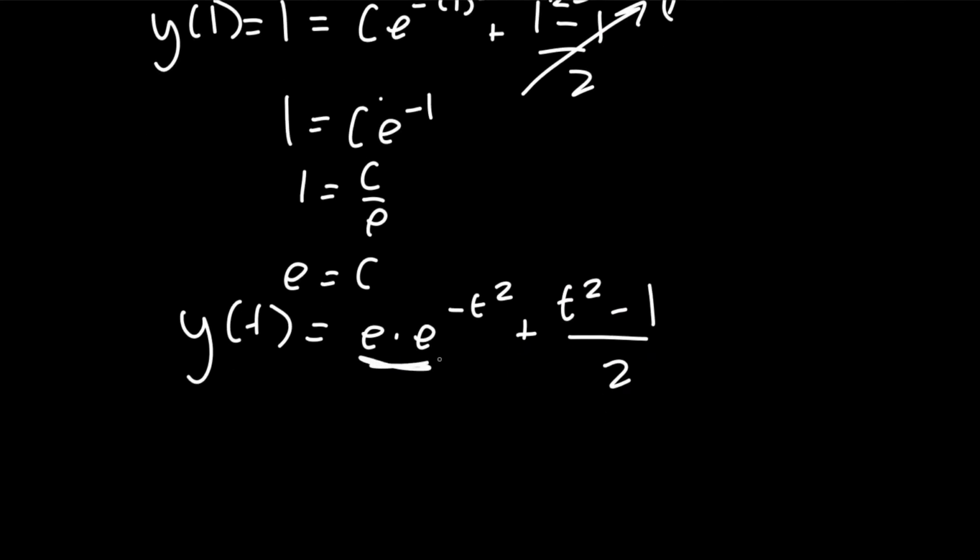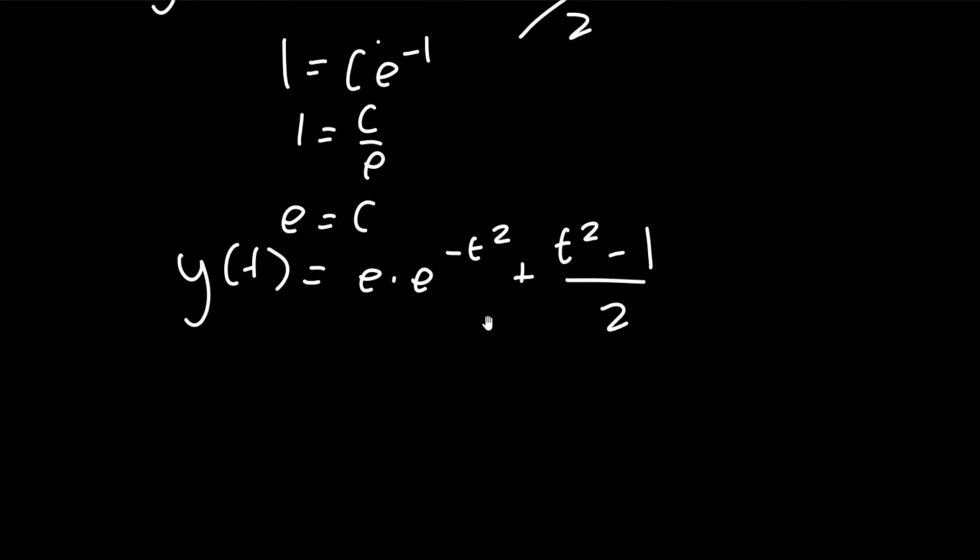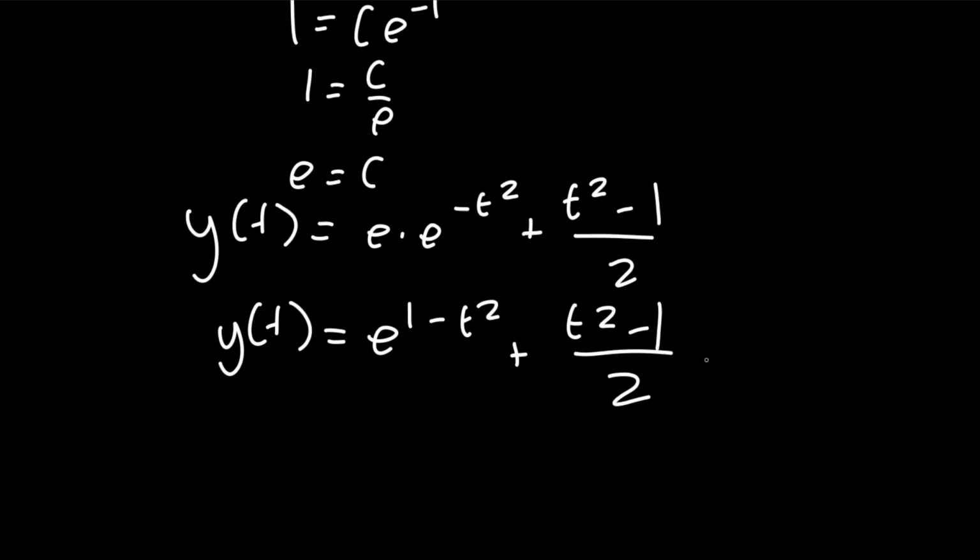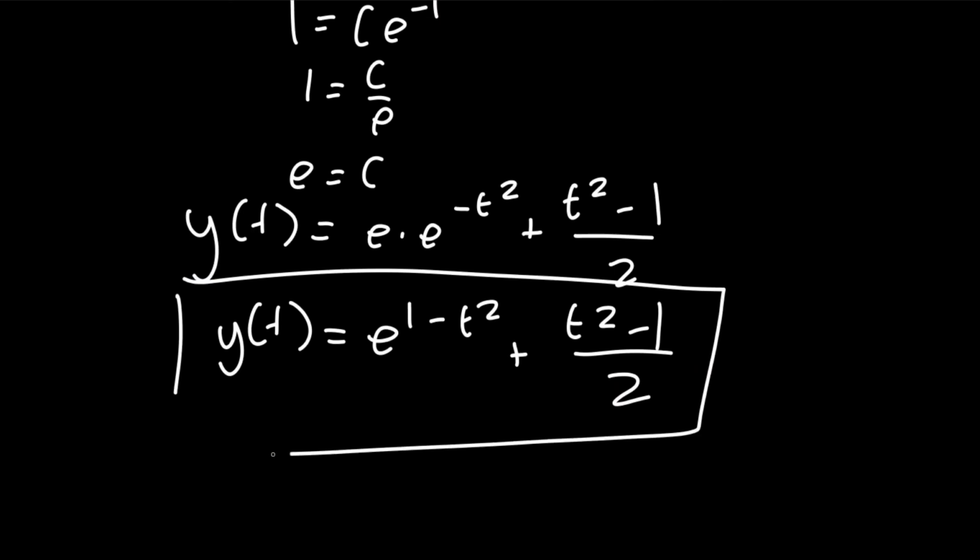And again, remember our properties of exponents, which leaves us with e to the 1 minus t squared plus t squared minus 1 over 2. And that would be our final solution.